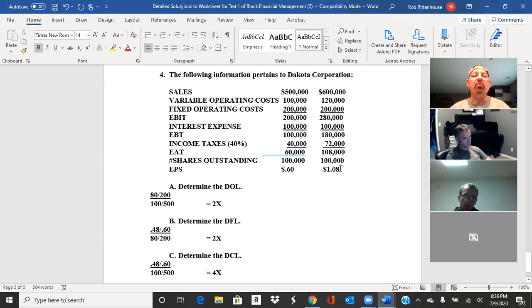So before I go any further, any questions on how we got the numbers for column 2?